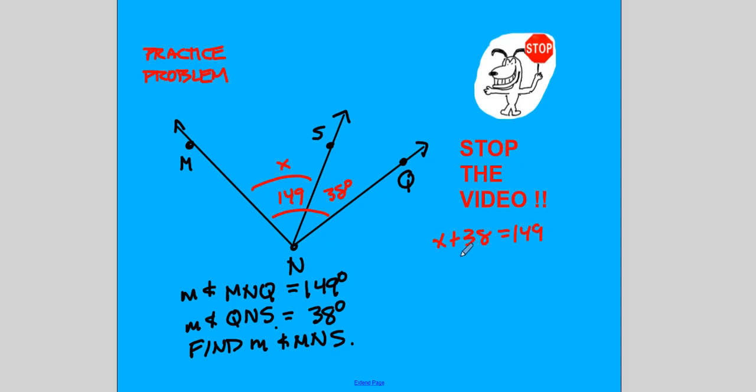These are degrees. So to solve for X, I subtract. To undo addition, I use subtraction, the opposite operation. So X is equal to, well that's going to be 1, so 111 degrees. So the measure of angle MNS is 111 degrees. You could have just gone 149 minus 38, got it that way, but I'm trying to get you to see how to solve an equation, because that's something that's going to be coming up in the future as you advance in school.